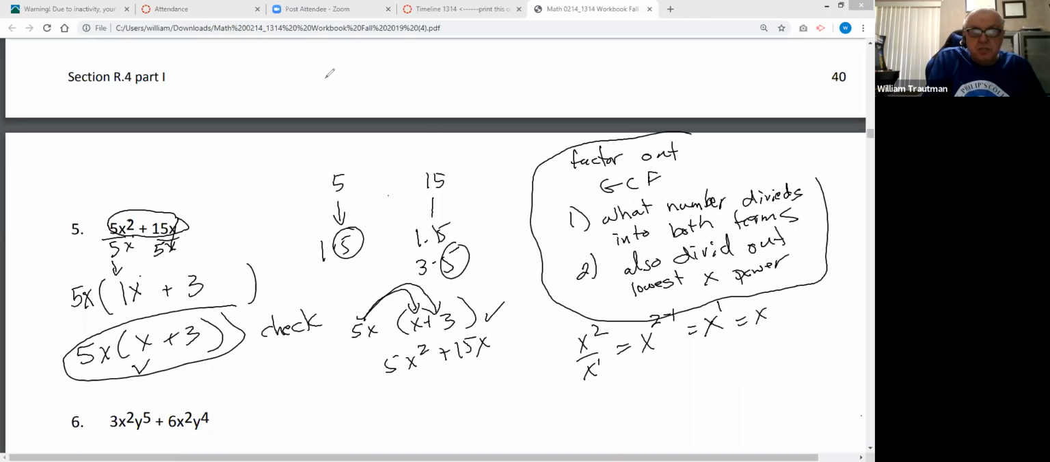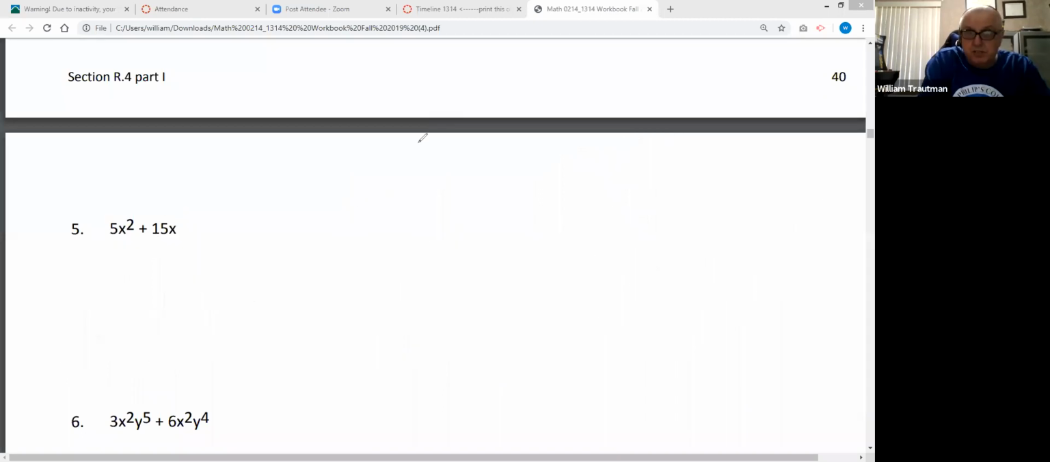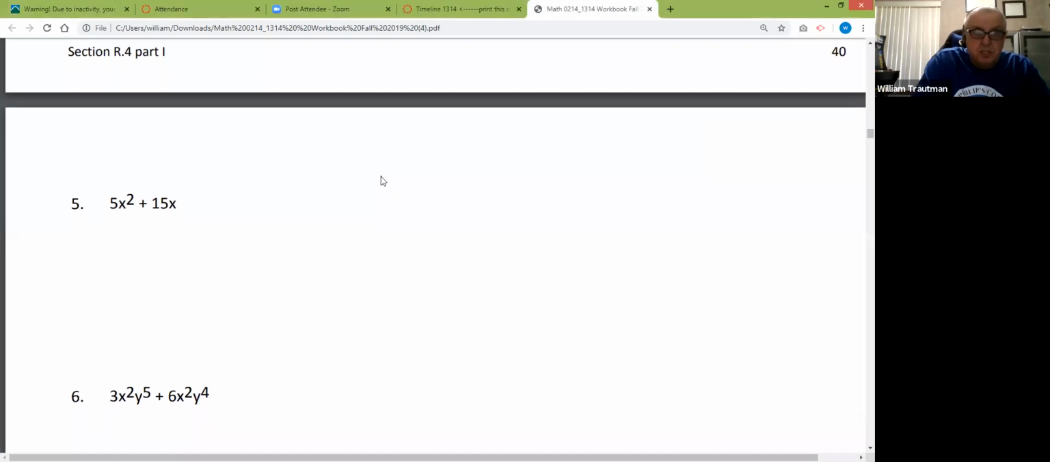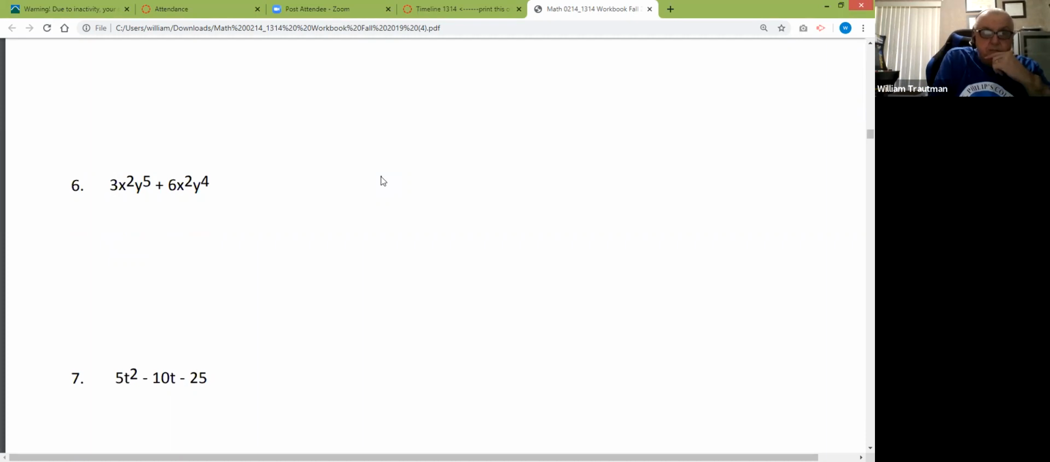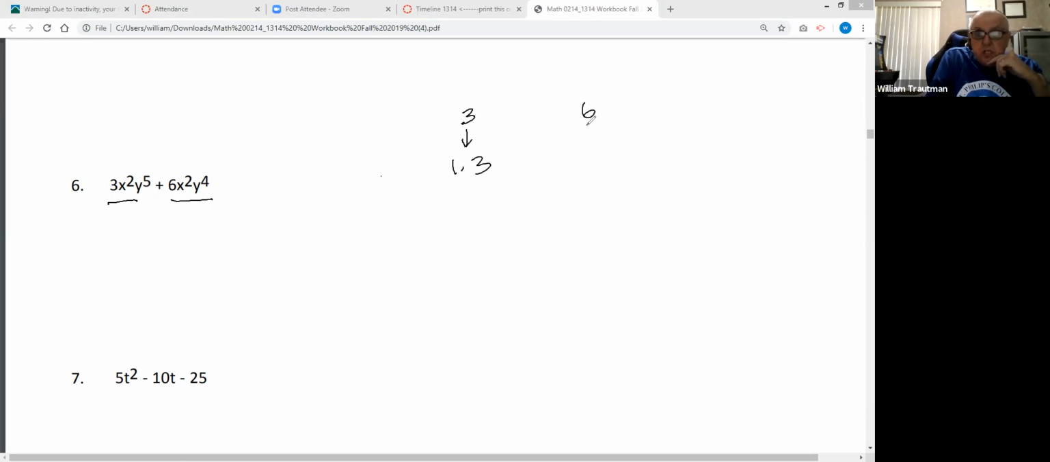Let's try another one. They progressively get a little harder, a lot harder. Number 6. We have 2 terms. They're separated by a plus. So first I want step 1. 3 is 1 times 3. 6 is 1 times 6, and 2 times 3. The largest number that divides into both of these is 3.